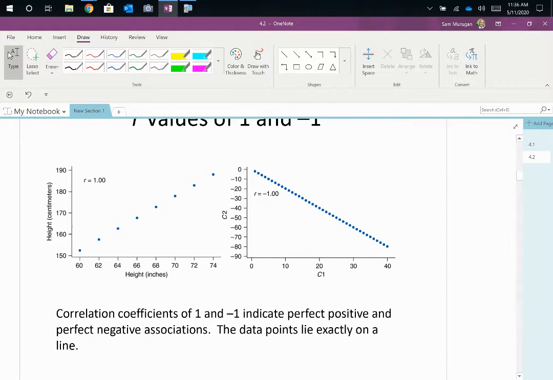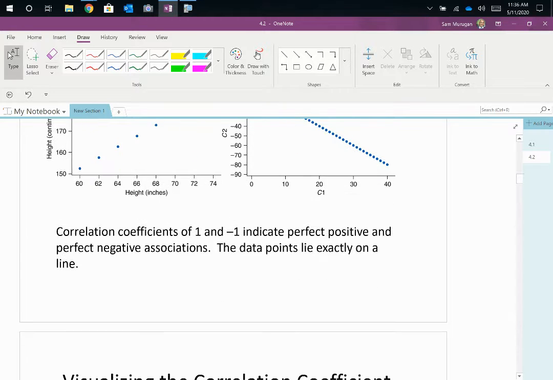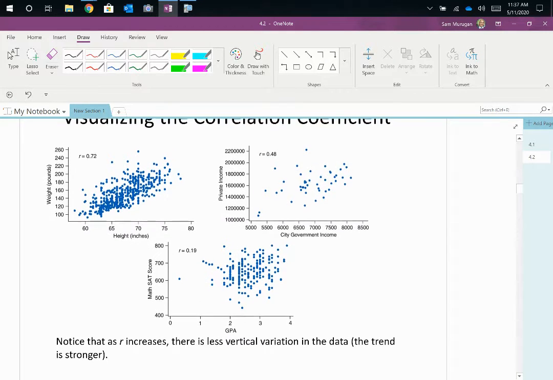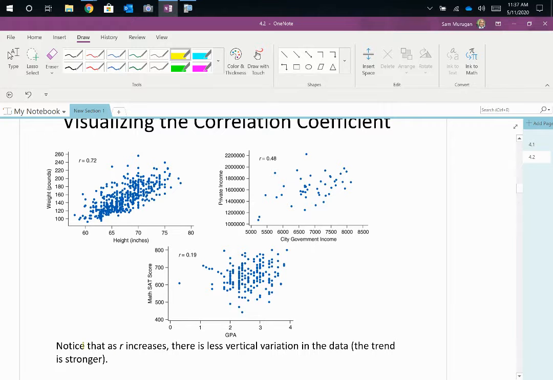In other words, the data points lie exactly on the line, as can be seen in these two cases. This is a perfect slope of -1, and this is a perfect slope of +1. Now, visualizing the correlation coefficient. Notice in these cases that as R increases, there is less vertical variation in the data. In other words, the trend is stronger.